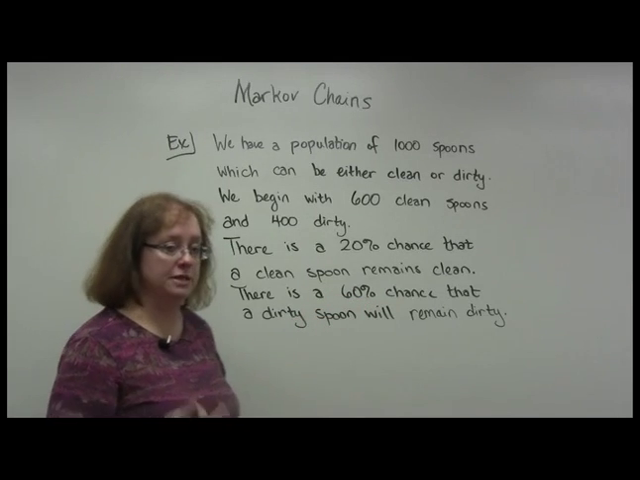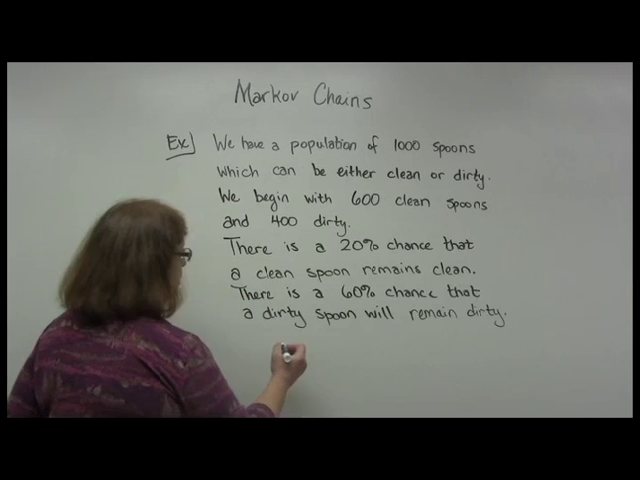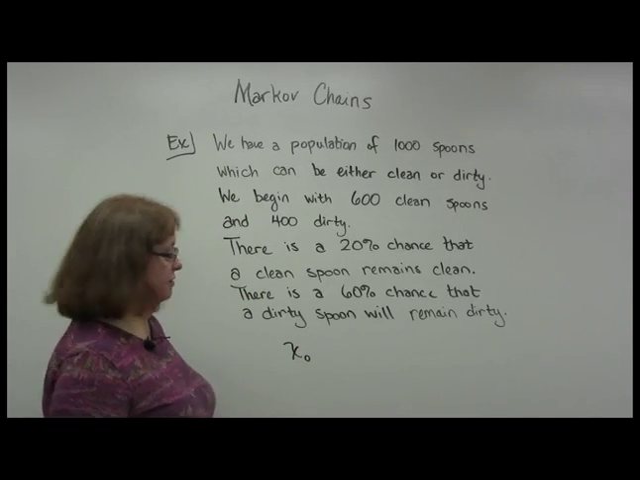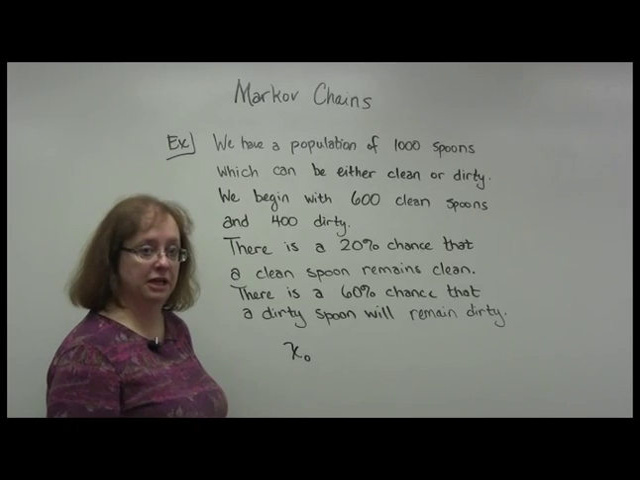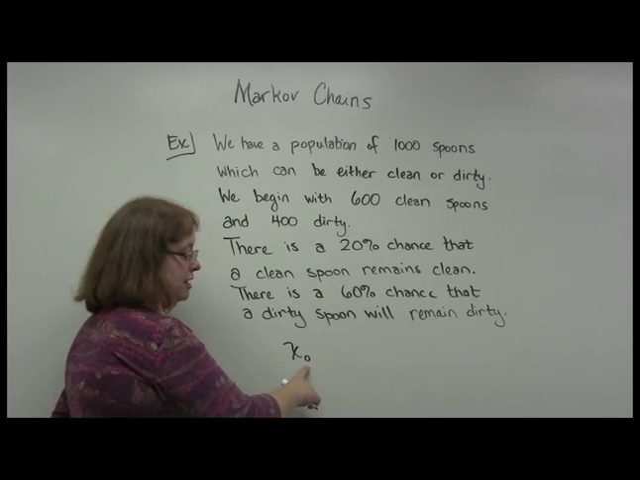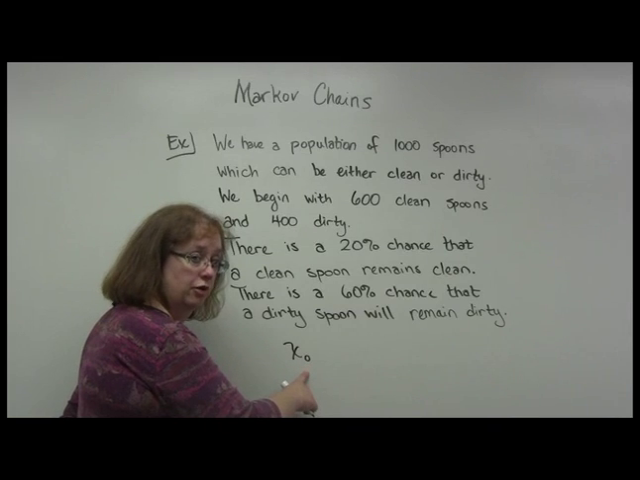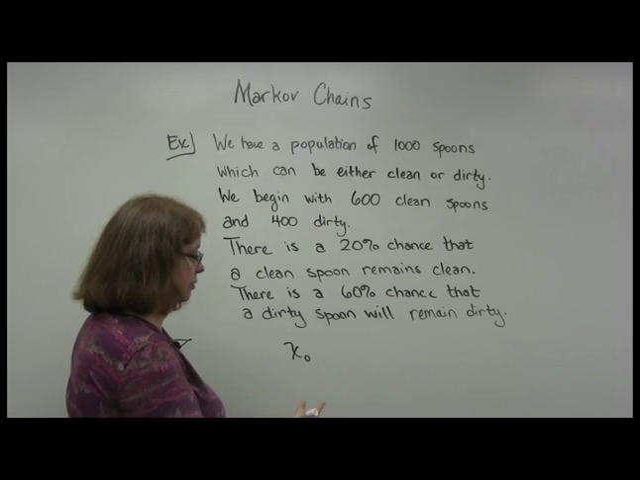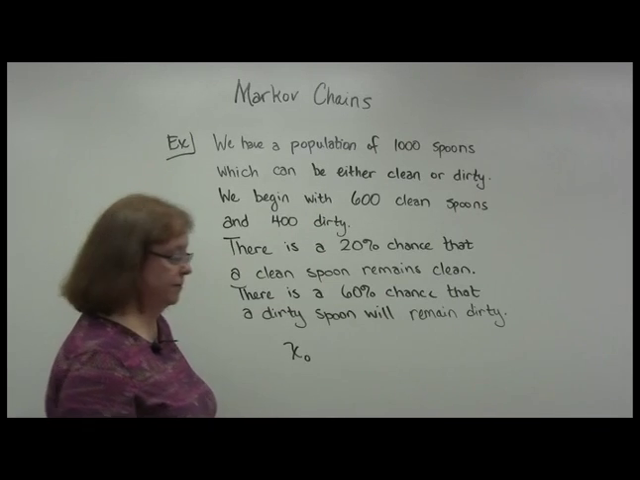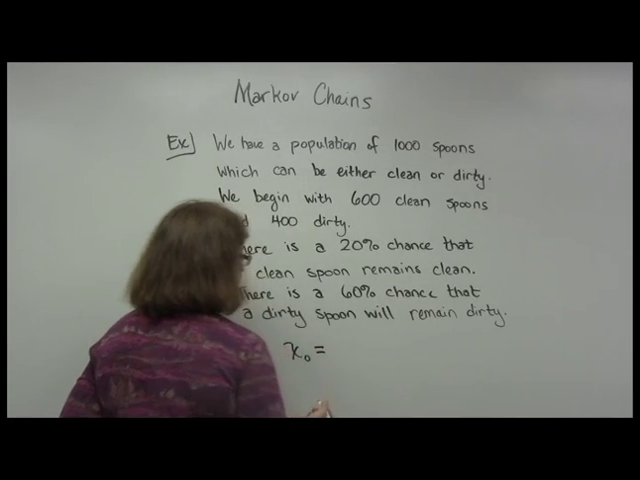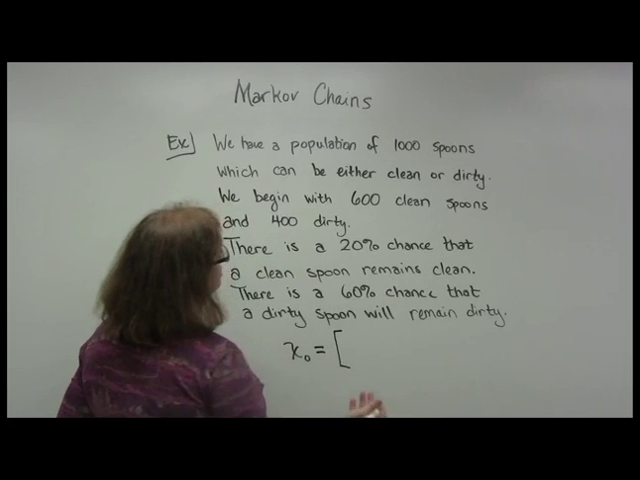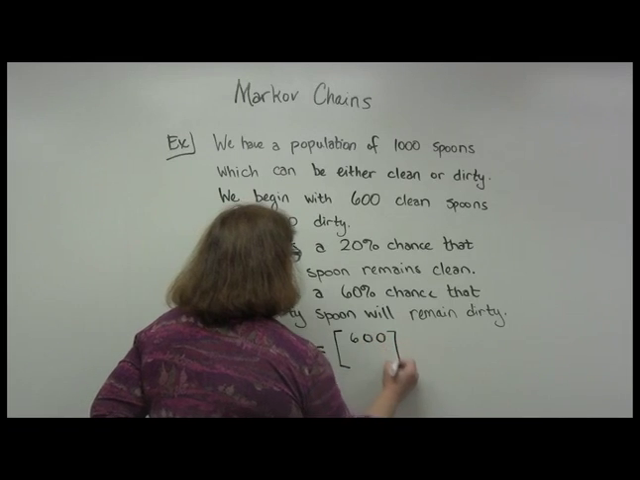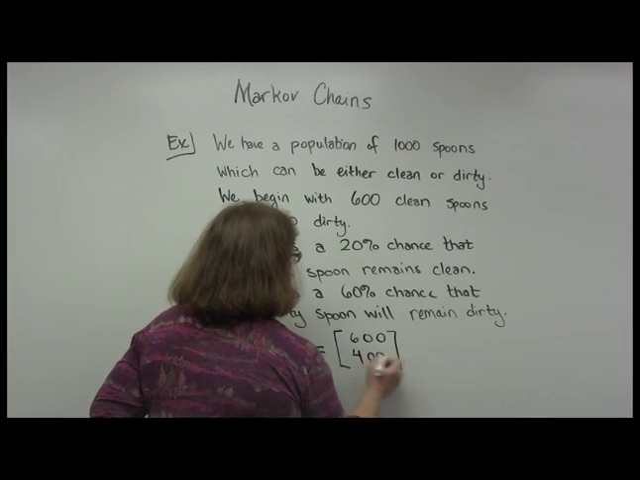So let's take a look at our pieces of information that we need to work with here. We need our initial state vector, the vector that tells how the system begins. Now I'm using this subscript right here to represent what unit of time we're on. So if we're talking about the beginning of the shift, beginning of the problem, we're dealing with time as 0, or the number of units of time is 0. And I'm going to put the clean spoons on top. So I'm putting 600 on top, 400 on the bottom.